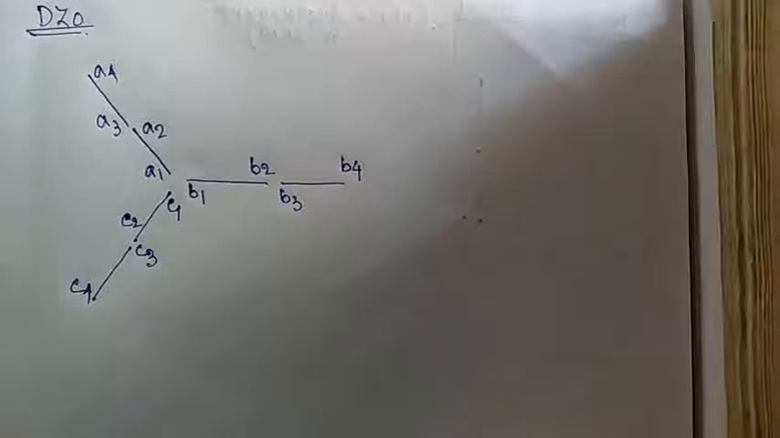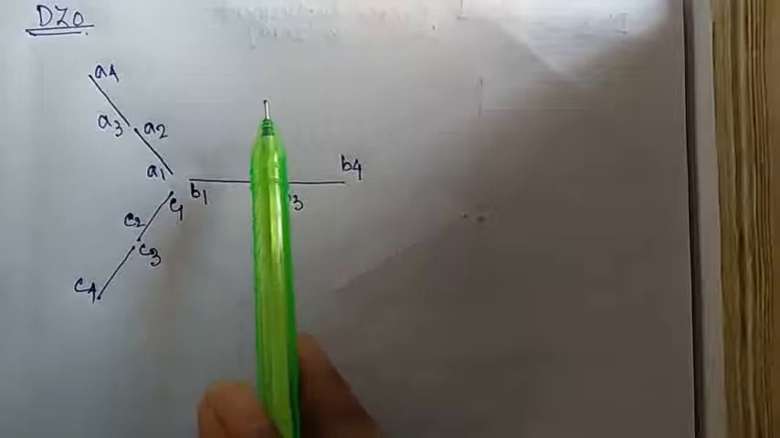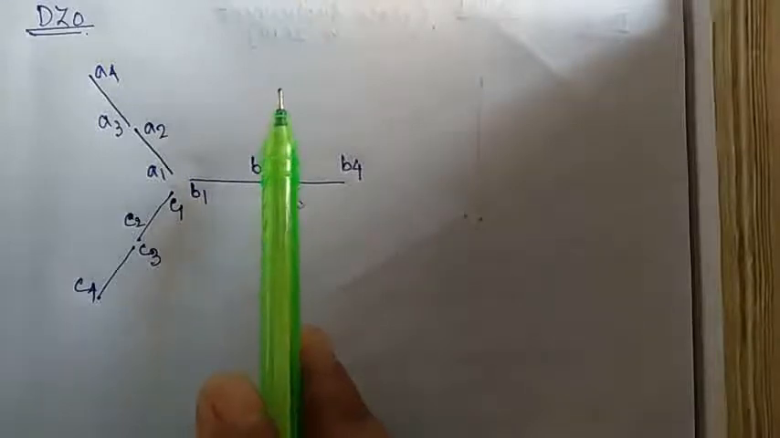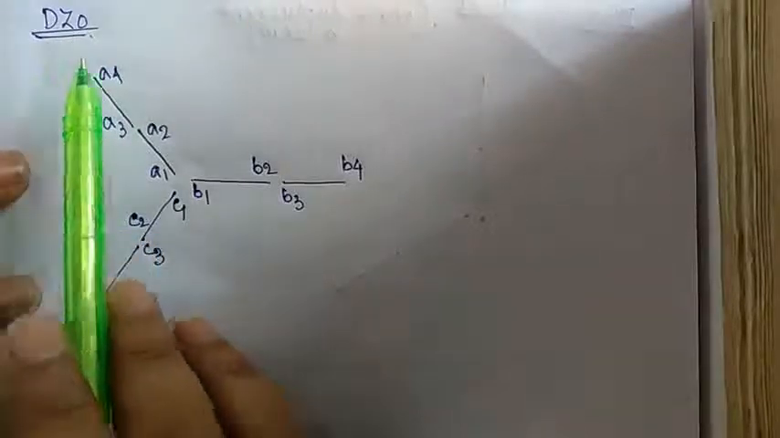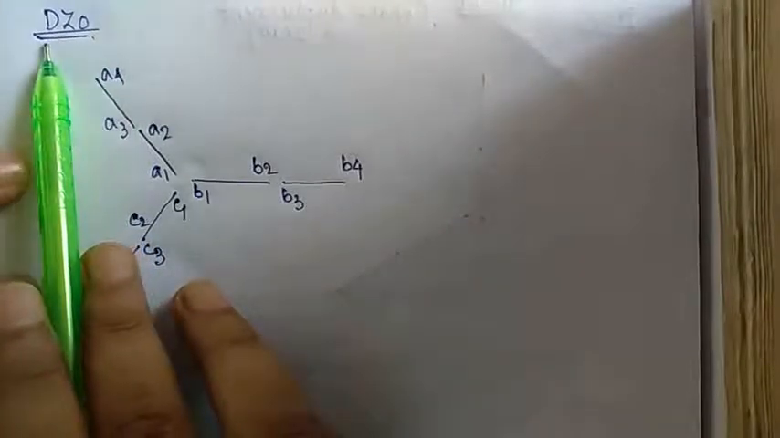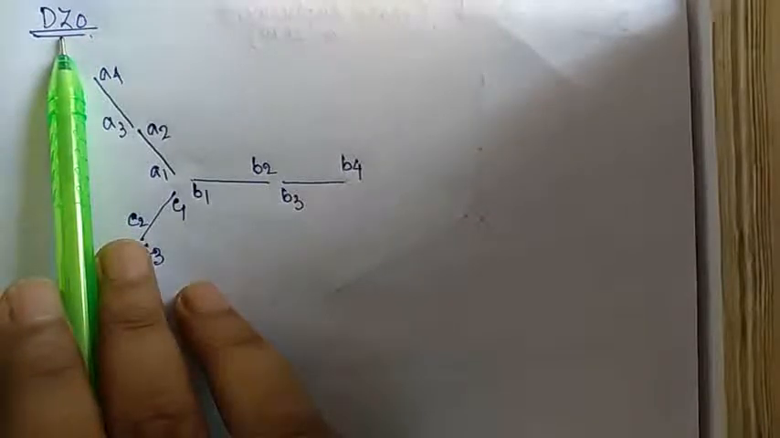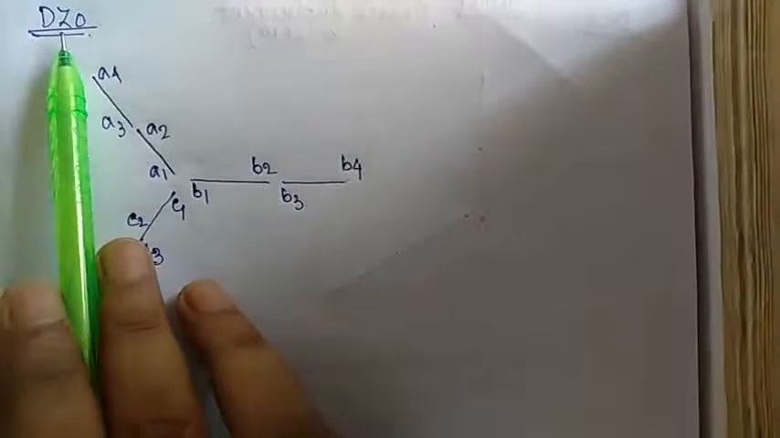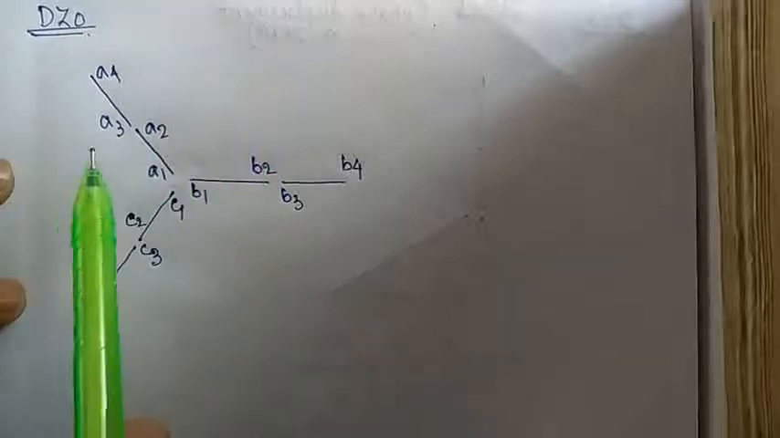Students, today I discuss the vector group or phasor group of a three-phase transformer. Here I discuss delta, zigzag 0. The high voltage side winding is delta connected, the low voltage winding is zigzag connected, and between high voltage and low voltage there is no phase displacement.